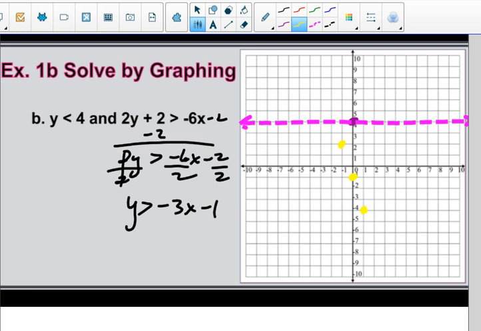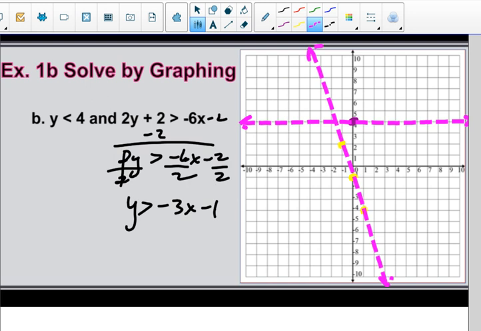And since this one is still just greater than, I know it's going to be a dotted line. So I'm just going to use the same line I have here. It's going to be a dotted line through here. So there's my dotted line.